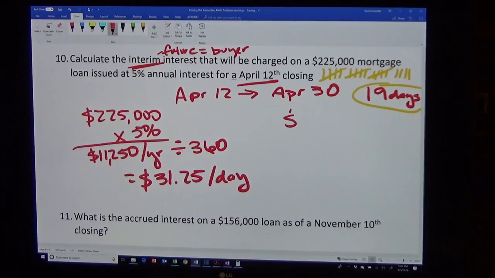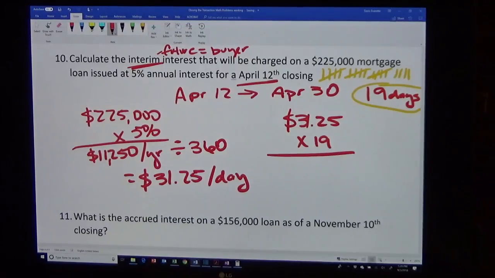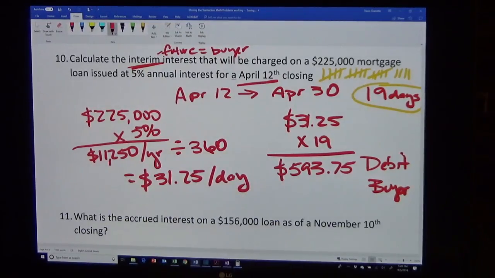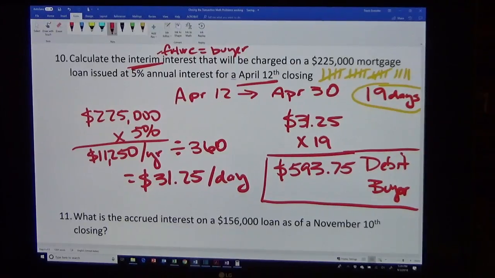So here we go, $31.25 a day times 19 days. That is $593.75. And interim interest is always a debit, and it's paid by the buyer. So that's $593.75, and it would show up as a buyer debit on the closing statement.